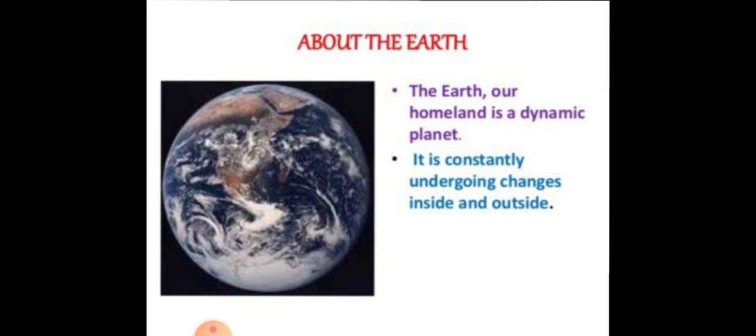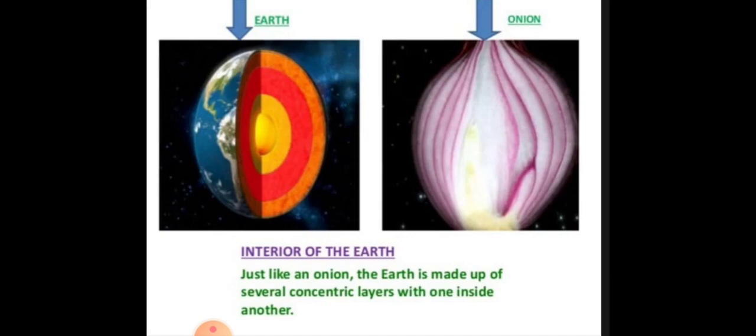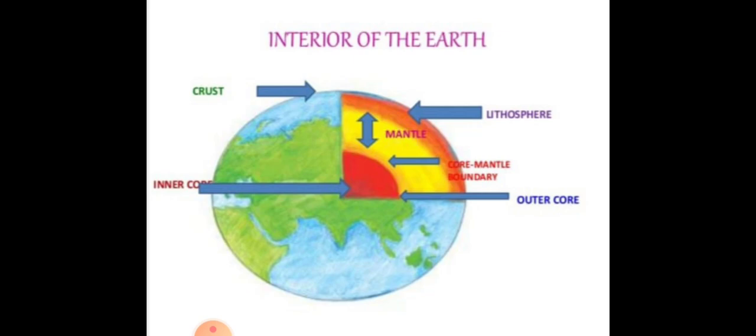About the Earth. The Earth, our homeland, is a dynamic planet. It is constantly undergoing changes inside and outside. Interior of the Earth. Just like an onion, the Earth is made up of several concentric layers with one inside another. In the interior of the Earth, there are three parts: crust, mantle, and core.